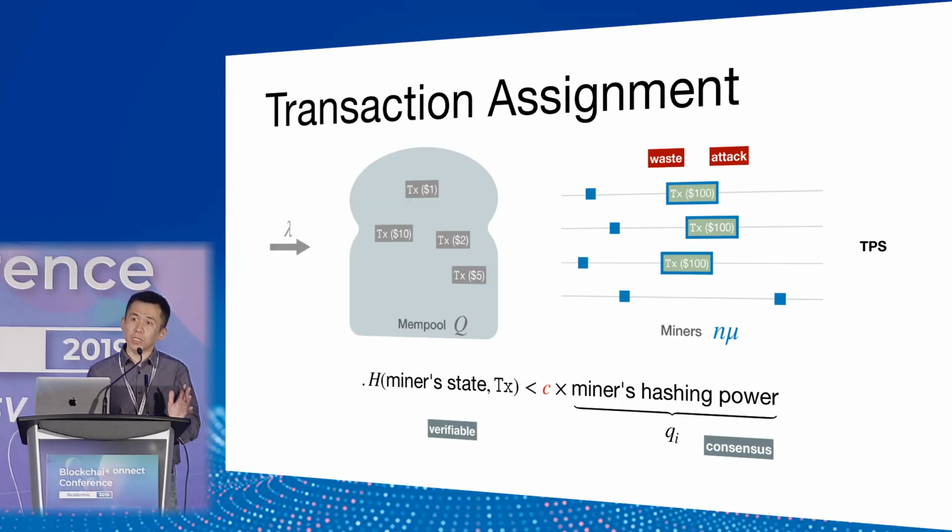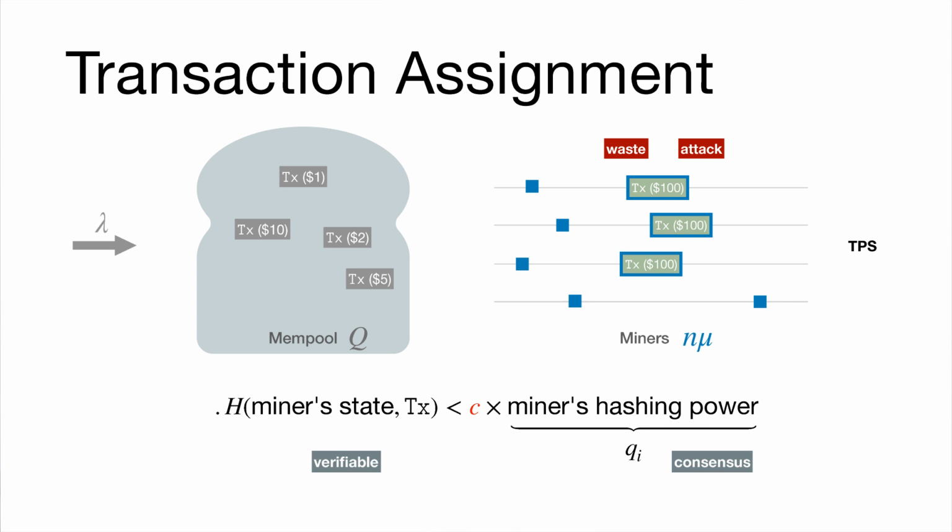Because if you choose C to be too small, then a transaction would have little chance to be processed at any given time, and would need to wait for the changing of state of all the miners, and thus leads to a long latency in the mempool. Okay, this is transaction assignment.